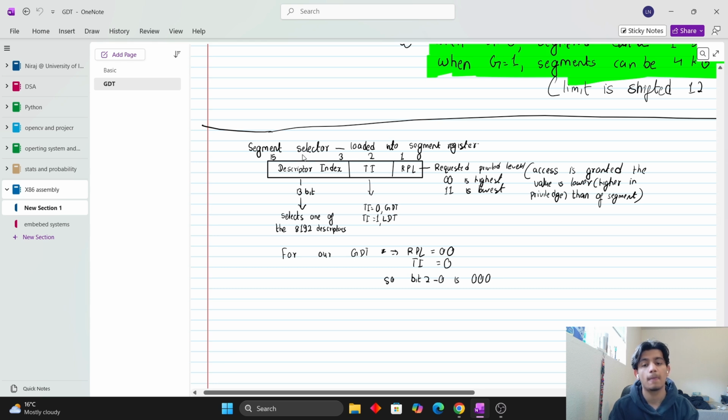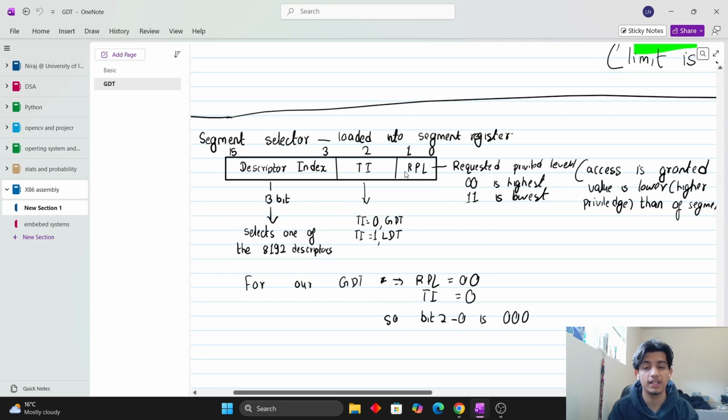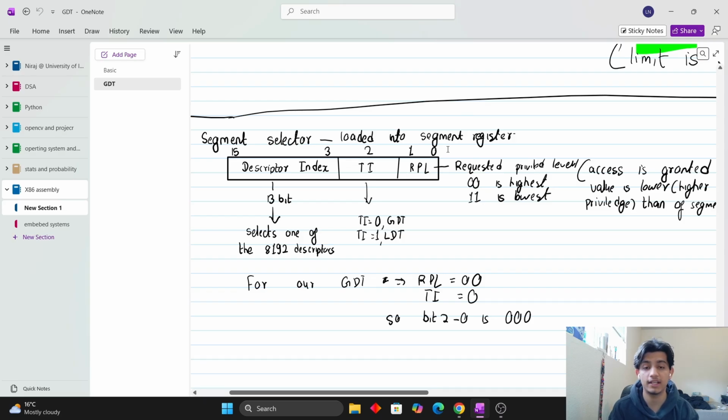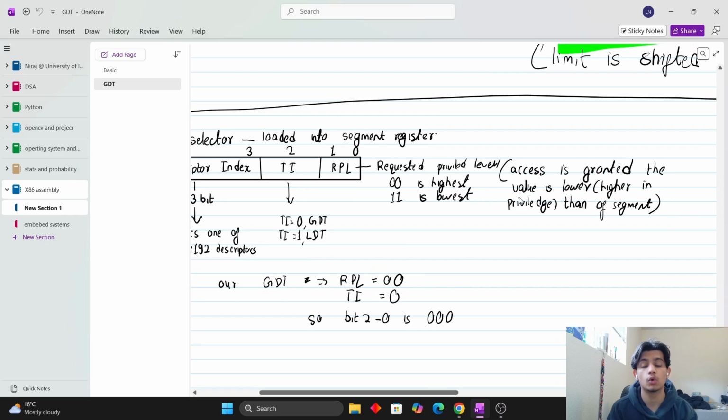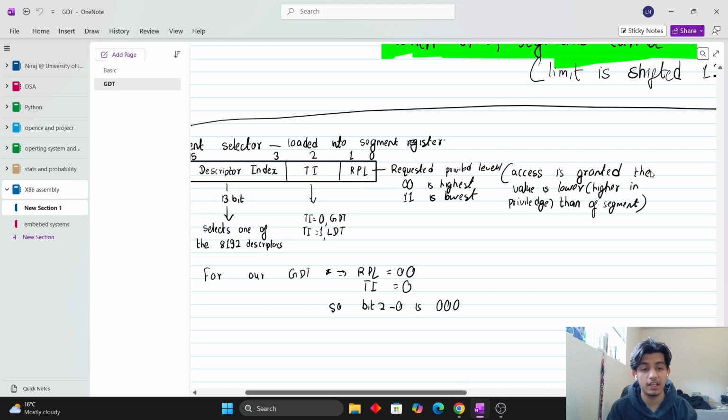The selector is nothing but the value in the segment register. So it is loaded in the segment register. It is a 16-bit value, and the 2 low bits are used for the requested privilege level. I have already explained that 00 is the highest and 11, that means ring 3, is the lowest. So access is only granted if the requested privilege level is not lower than that of the segment we are talking about.